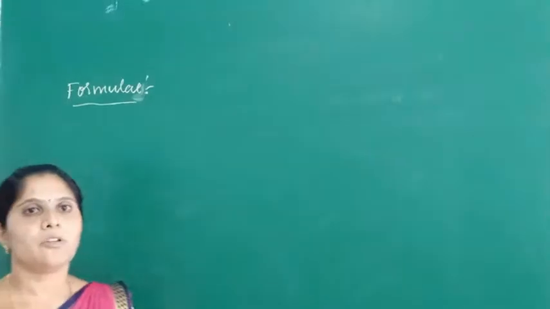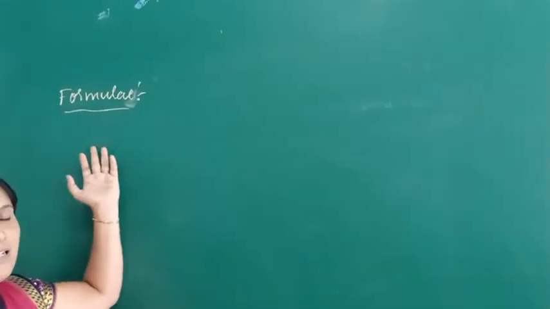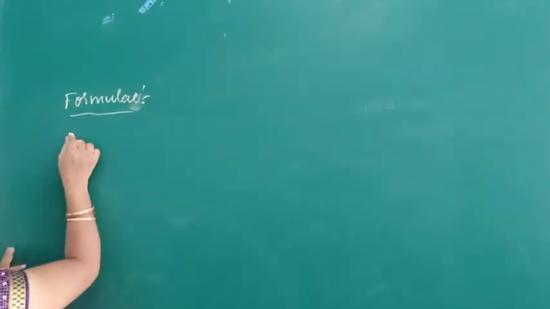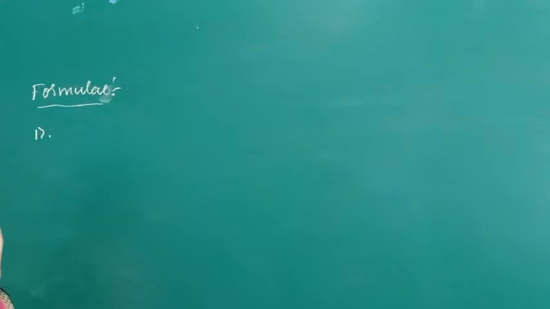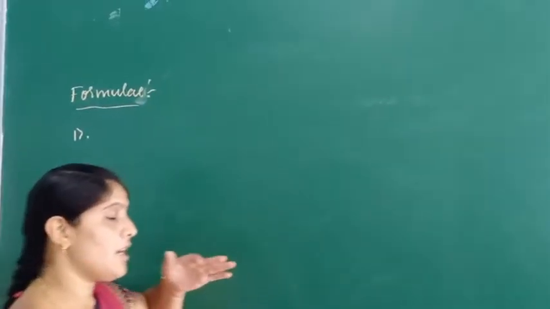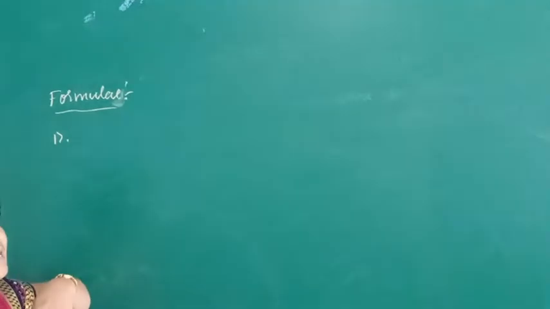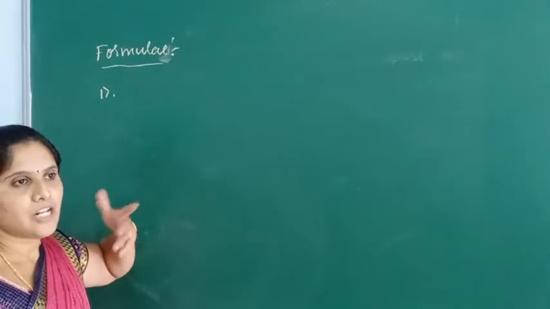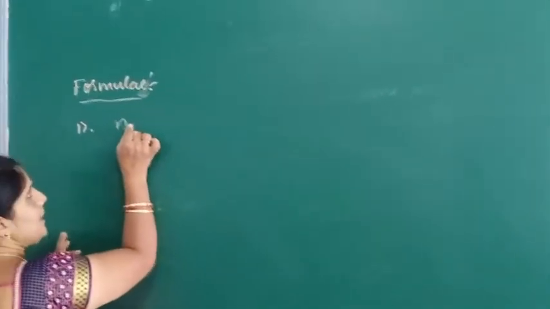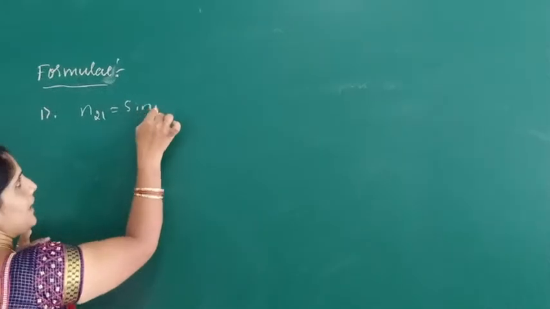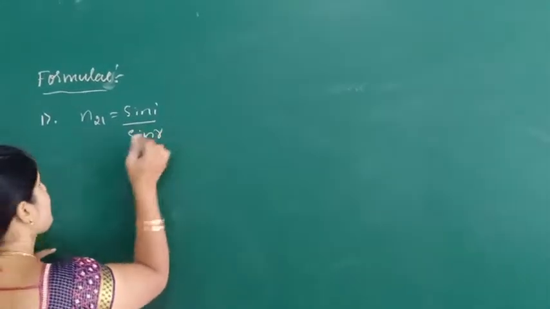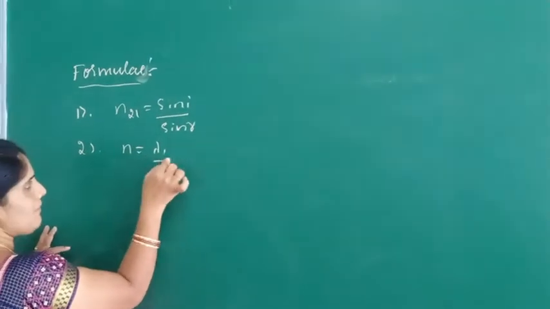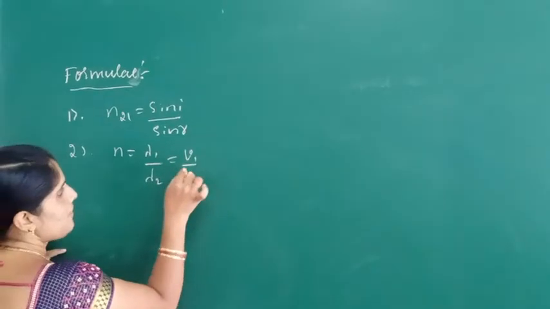We are going to solve some numericals. First, we have to list some formulas related to this chapter. Starting from Huygens principle, which derives Snell's law: the ratio of the sine of the angle of incidence to the sine of the angle of refraction is equal to the refractive index, n21 = sin i / sin r. Next, refractive index n is equal to lambda1 by lambda2, which can also be written as v1 by v2.